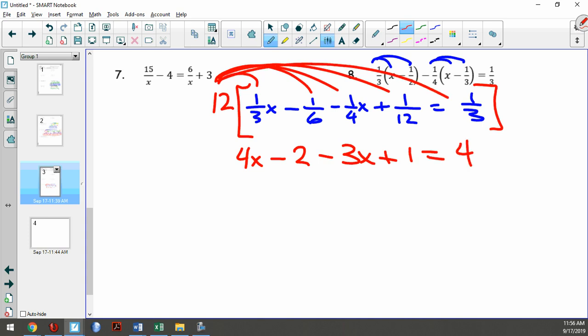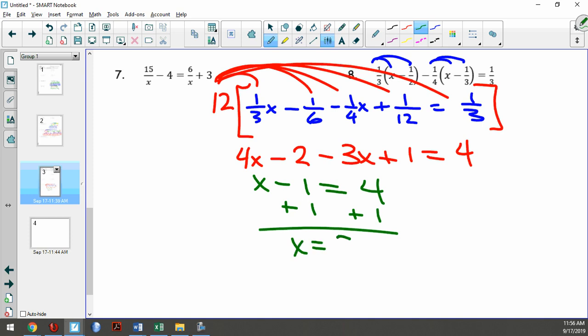So now let's go ahead and combine like terms. 4x take away 3x gives me how many x's? 1x. -2 plus 1 gives me -1 equals 4. Now what? Add 1, and I have x is equal to 5. And is that the answer? Yes, it is. Do we understand what I want you guys to do tonight?